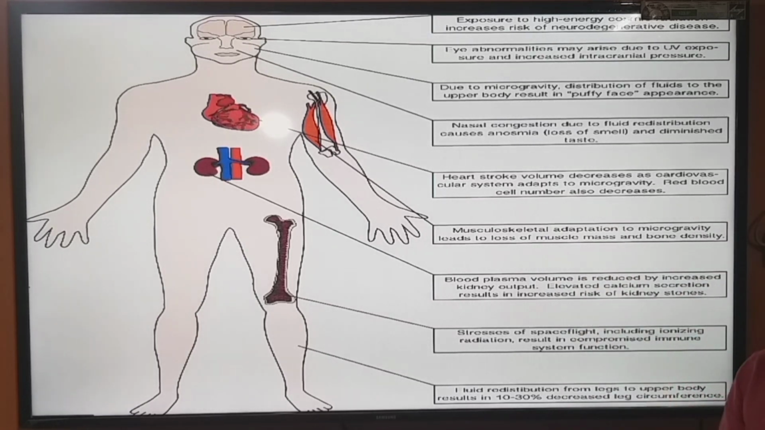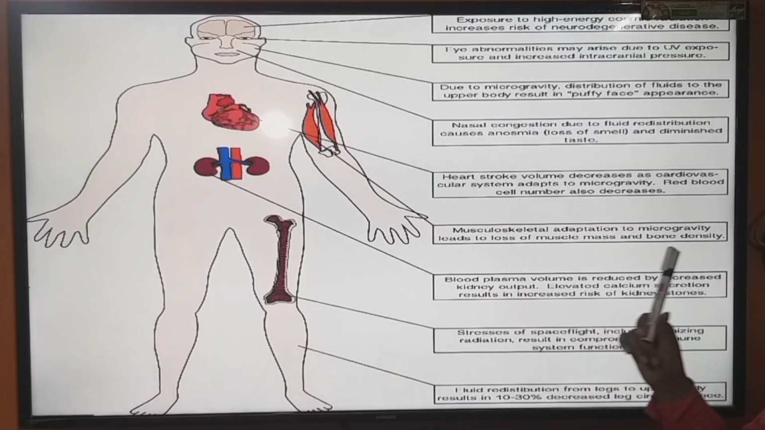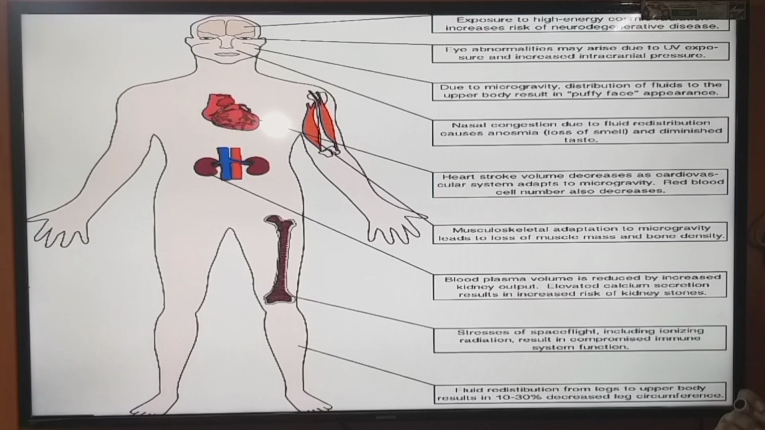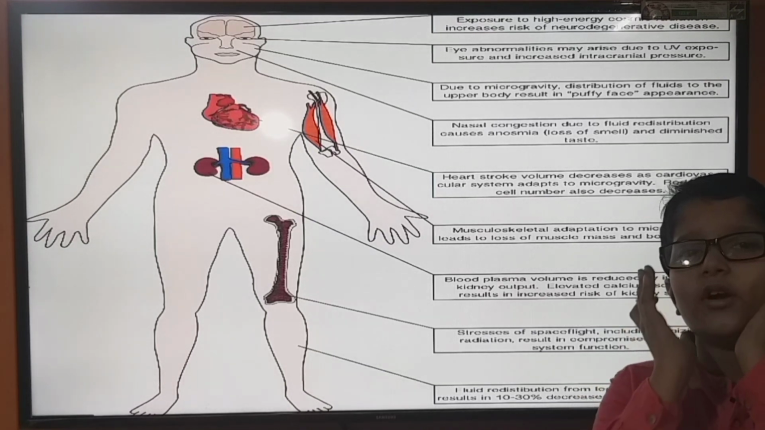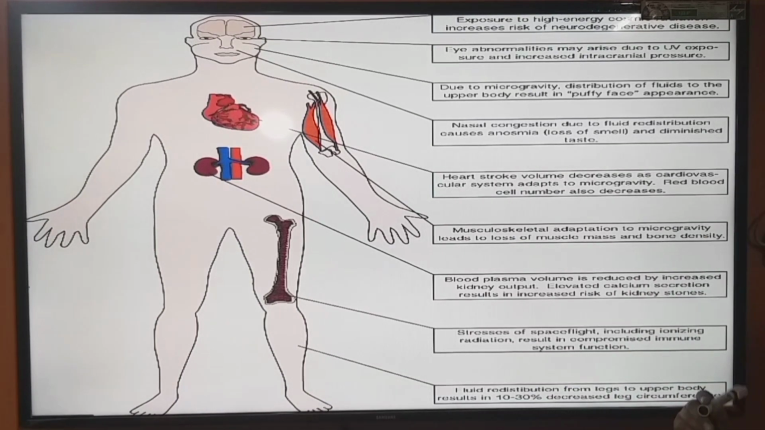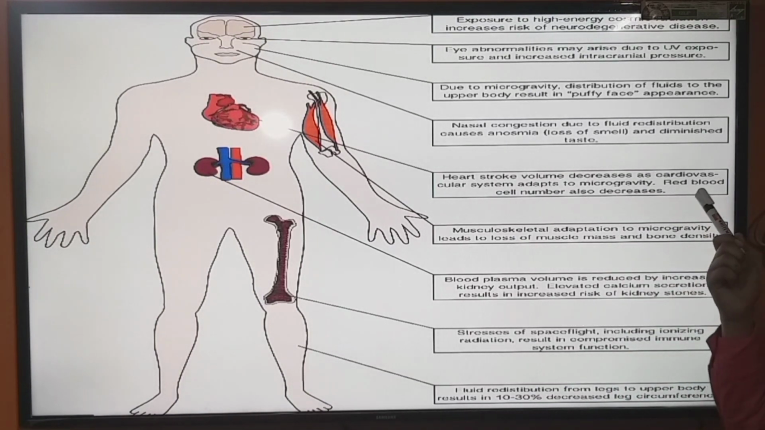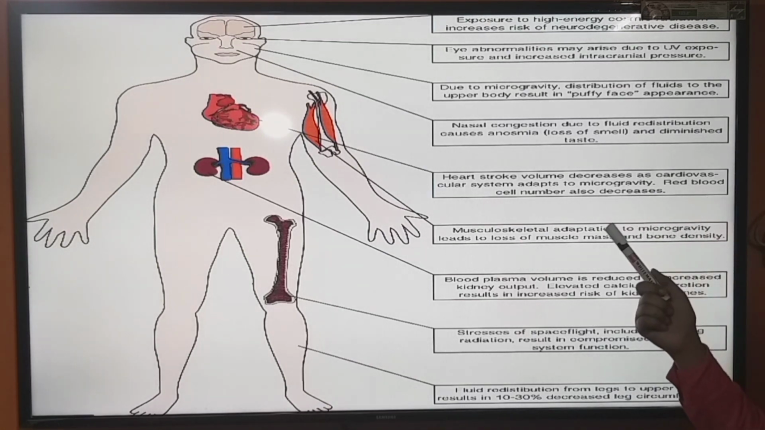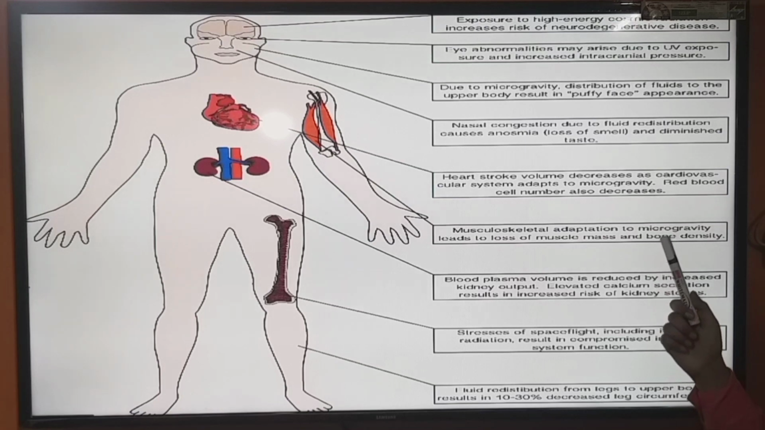Due to microgravity, meaning no gravity, distribution of fluids from the lower body results in a puffy face appearance. Now the fluids in the body get collected in our face, which gives us a puffy look. Heart stroke volume decreases as the cardiovascular system adapts to microgravity. Red blood cell number also decreases.